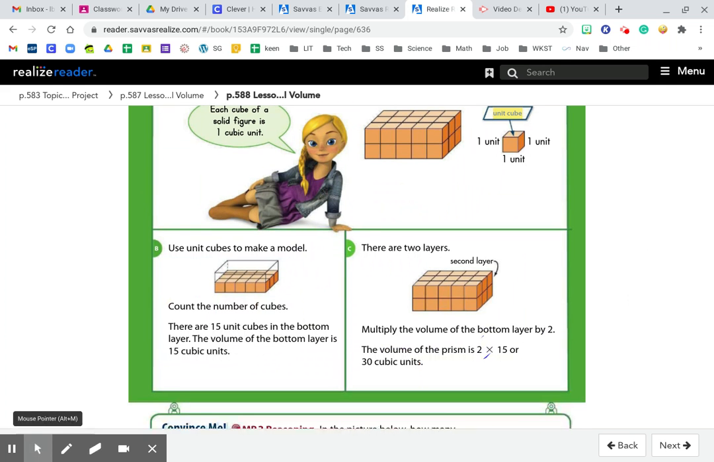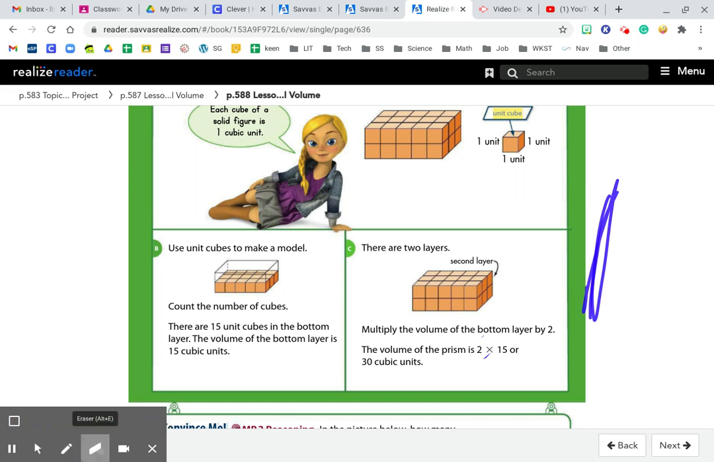You could also just look at the top layer and count it up. The top layer is 5 by 3. So I have 15 on the top layer, 15 on the bottom layer. So 15 times 2 is 30. Either way, you can get 30.